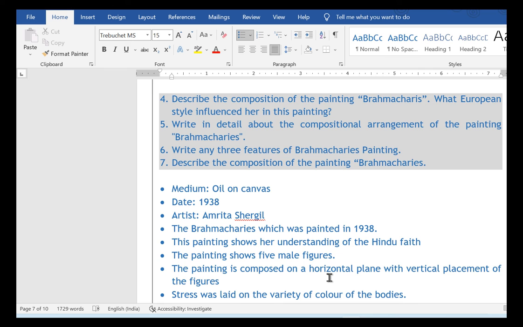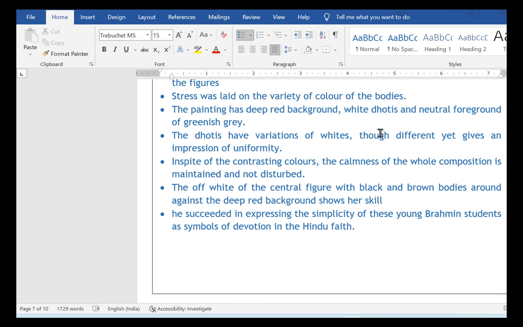The painting is composed on a horizontal plane, but the figures are placed vertically. Stress has been laid on the variety of colors of the bodies. The painting has a deep red background. The men are seen to be wearing white dhotis, and there is a neutral foreground of greenish grey which is seen in this painting. The dhotis have variations of white. They are different, yet they give you an impression of uniformity.